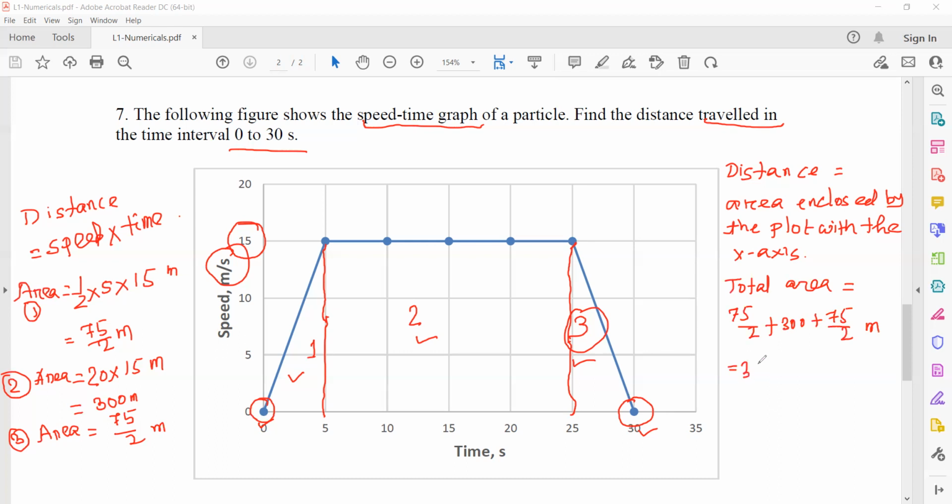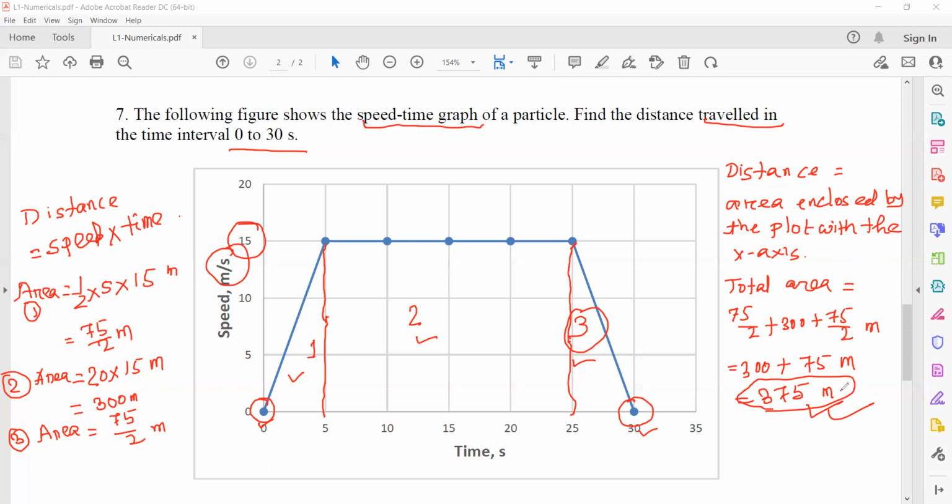So 75 by 2 plus 75 by 2 will simply give us 75. Then 300 plus 75, so total area is 375 meters. Area is not meter actually, but total area gives us the distance. So the distance is 375 meters. I hope you have understood the calculation.